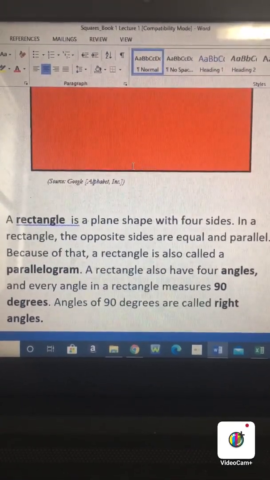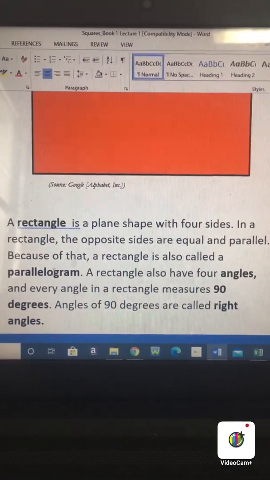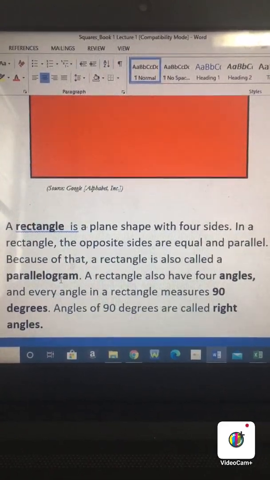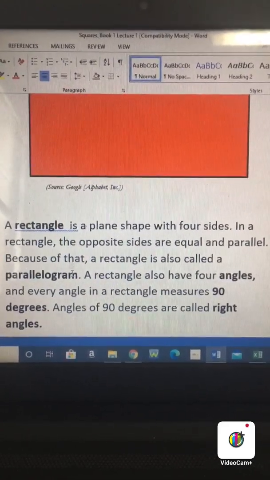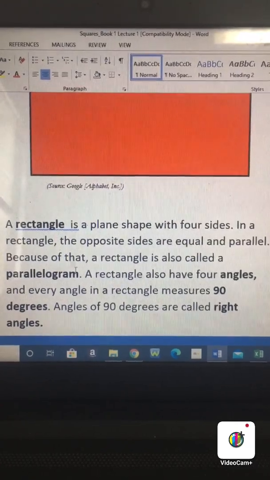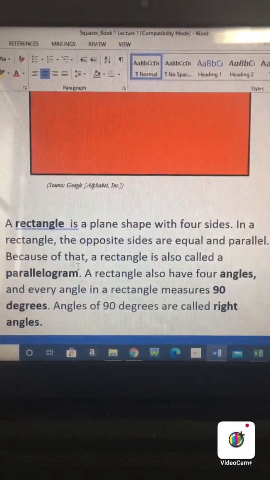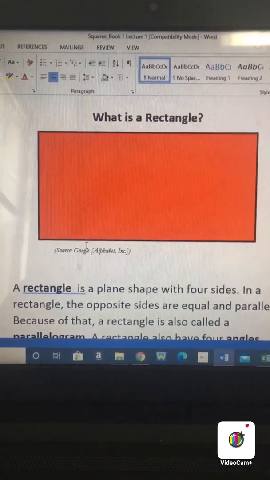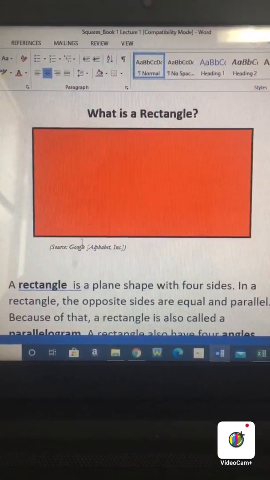Sometimes we call a rectangle a parallelogram. Why? Because of this simple property that I just explained, which is that their opposite sides are equal and parallel.